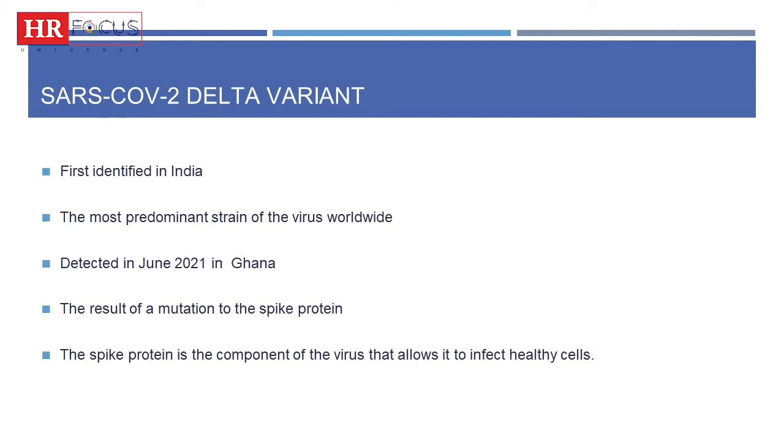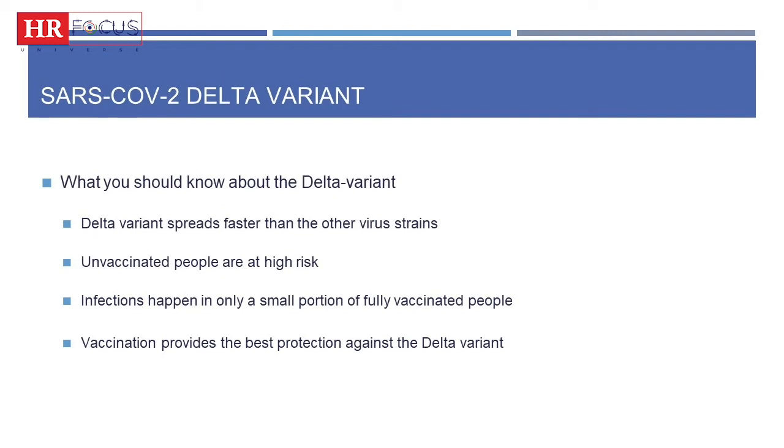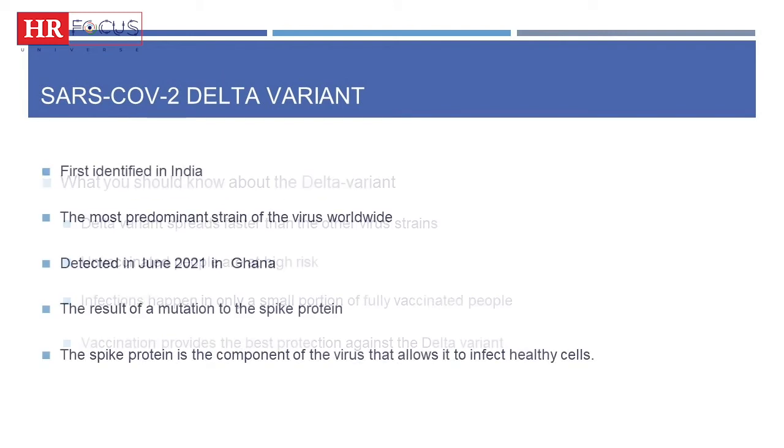So the variant of concern that I'll delve deep into, or give more information on, is the Delta variant. It was first identified in India, and it's actually the most predominant strain of the virus worldwide. It was detected in June 2021 in Ghana. And as I said earlier on, it's a result of a mutation of the initial mother virus. This mutation occurs in what we call the spike protein, which is a portion of the mother virus. The spike protein is what attaches to the cells of susceptible hosts and then causes infection or inflammation.